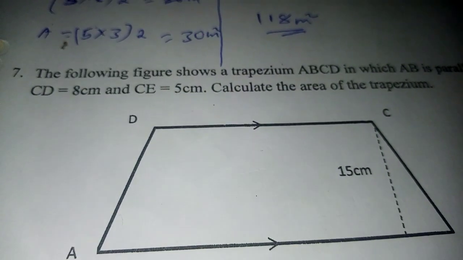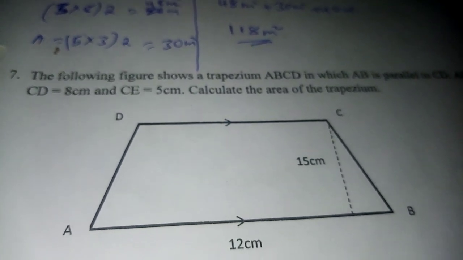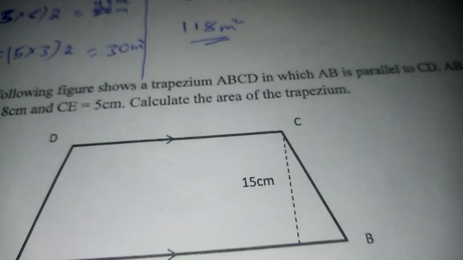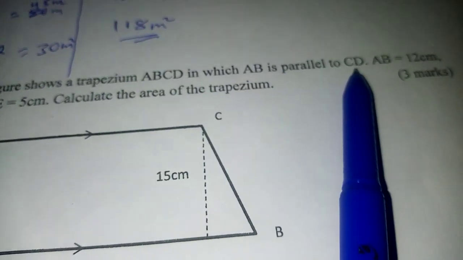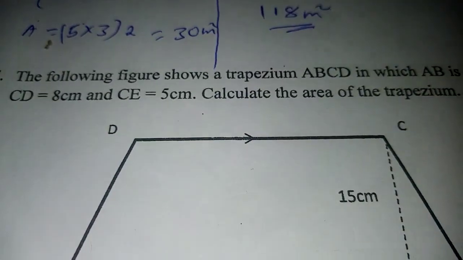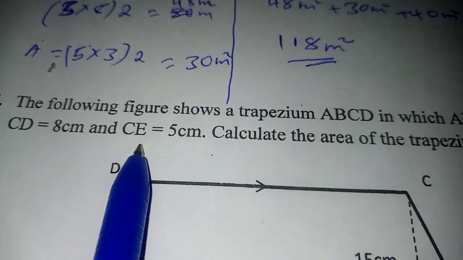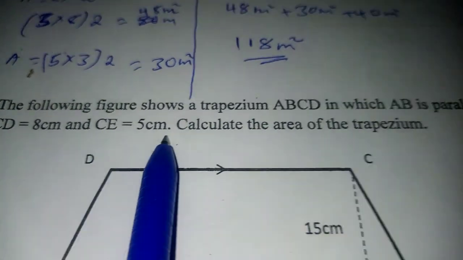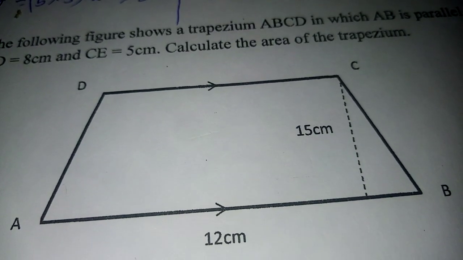Let's have this question 7 and see. The following figure shows a trapezium ABCD in which AB is parallel to DC. AB is 12 centimeters, CD is 8 centimeters, and CE is 5 centimeters. Calculate the area of the trapezium.